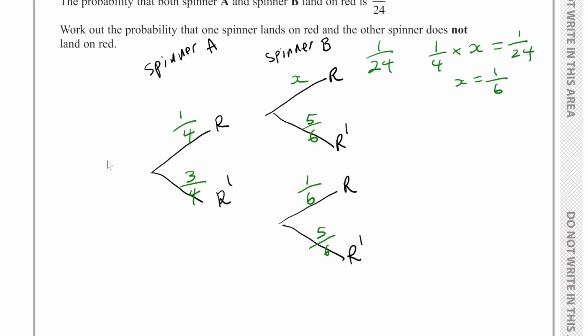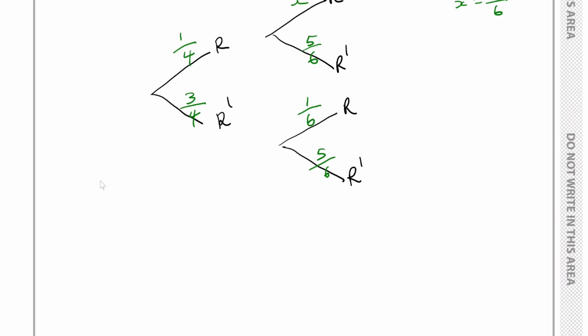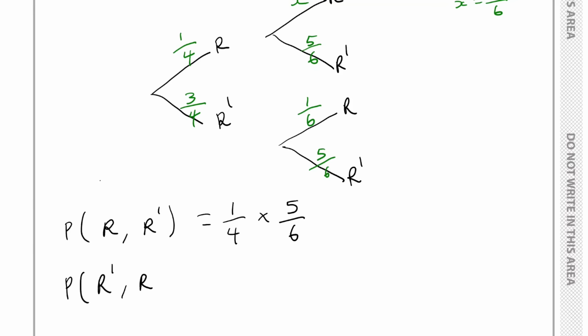So we want to know the probability that one spinner lands on red and the other does not land on red. So it's either red, not red, or not red, red. So red, not red is 1/4 times 5/6. And the probability the first one not landing on red and the second one landing on red is 3/4 times 1/6.